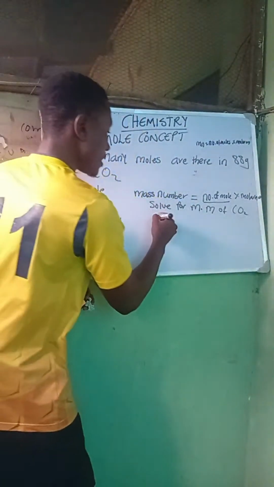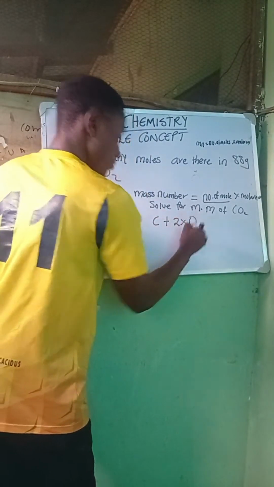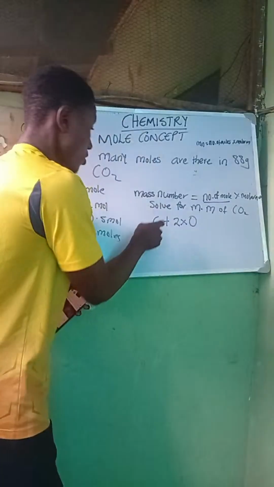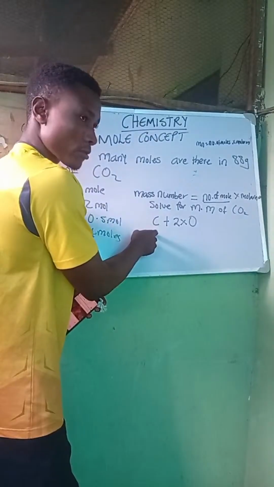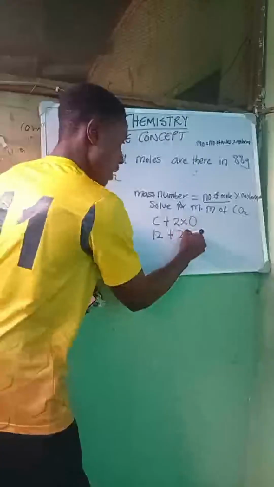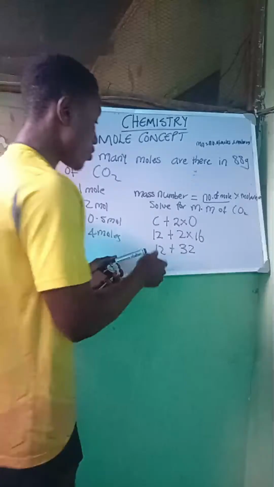To get this, it's simply C plus 2 times O. The atomic mass of carbon is 12, and the atomic mass of oxygen is 16. So we say 12 plus 2 times 16.